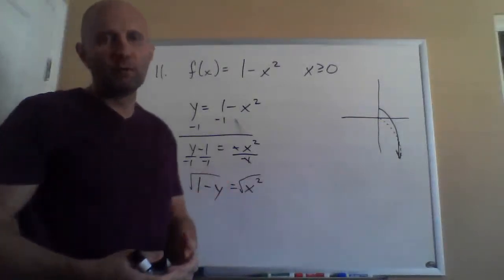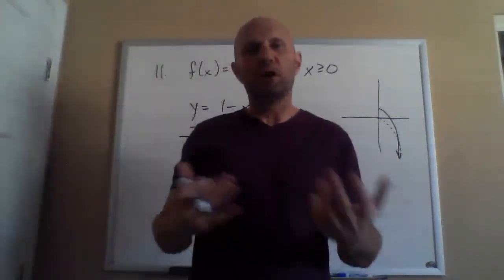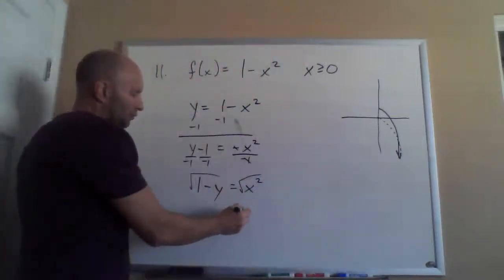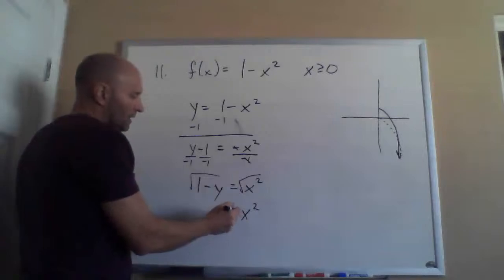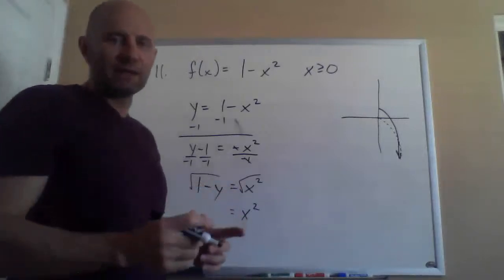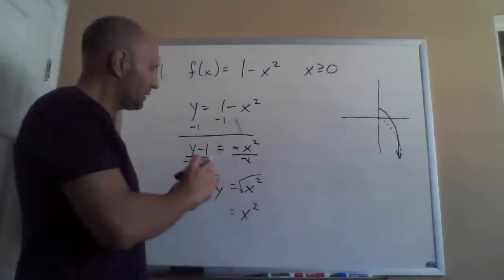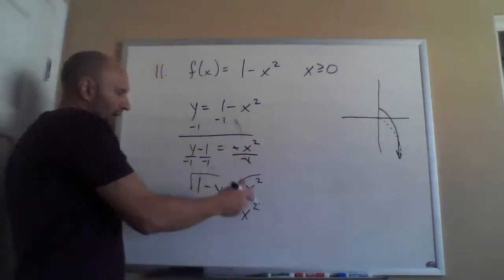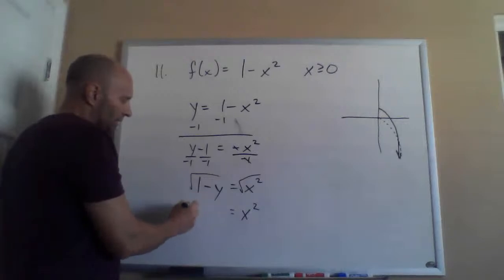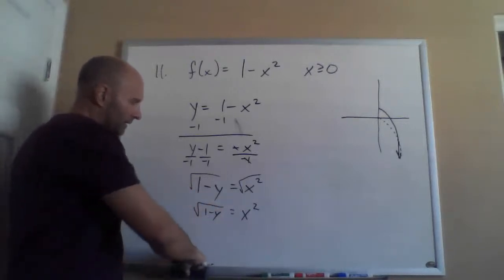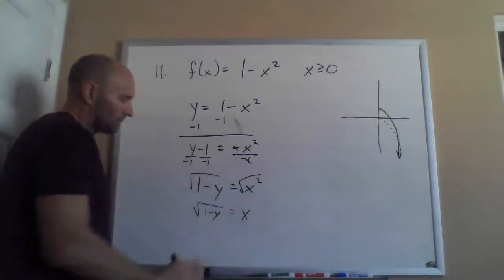Now, when we took square roots, we would normally do what? Plus or minus. But in this case, we're not doing plus or minus. But what we would have to do is indicate, as the problem already gives it to you hard coded, what the values of x would be. So we take the square root, we get the square root of 1 minus y, and the squared is gone.